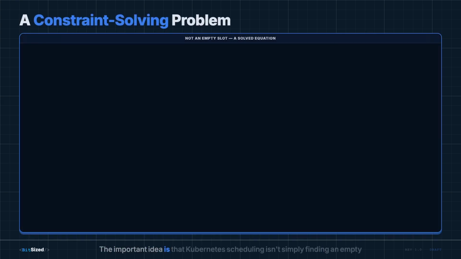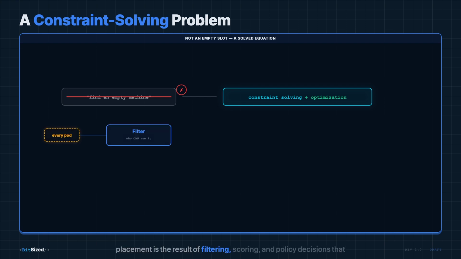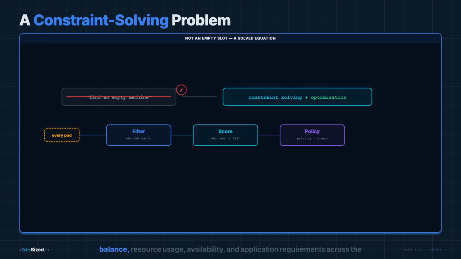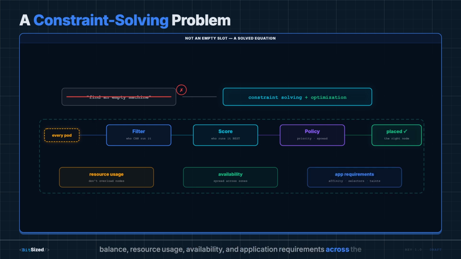The important idea is that Kubernetes scheduling isn't simply finding an empty machine. It's a constraint-solving and optimization problem. Every pod placement is the result of filtering, scoring, and policy decisions that balance resource usage, availability, and application requirements across the entire cluster.